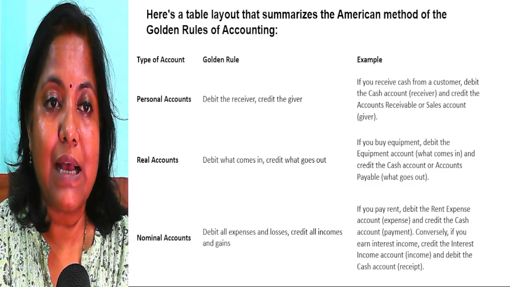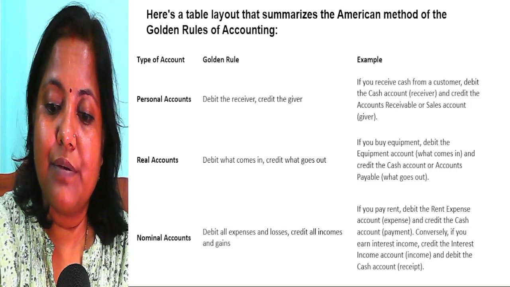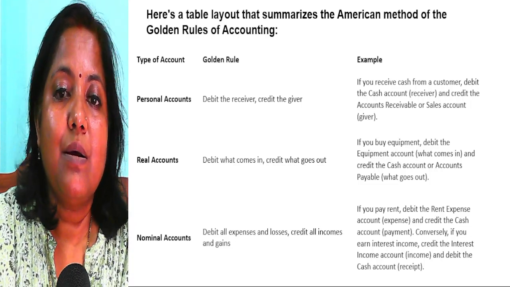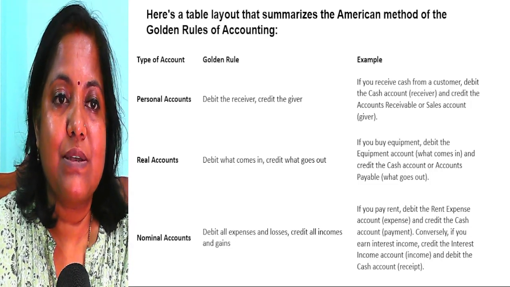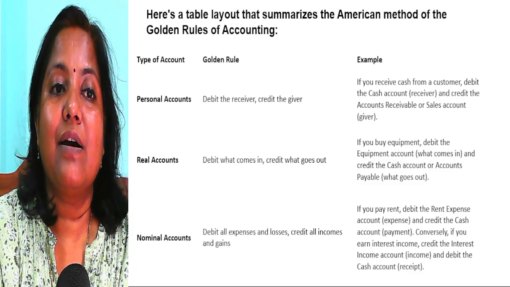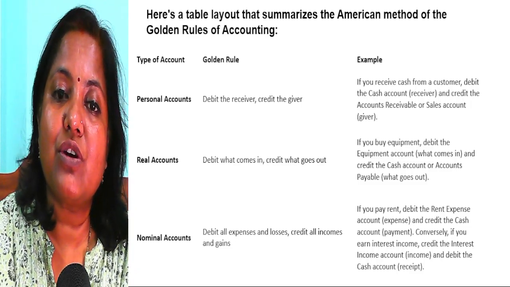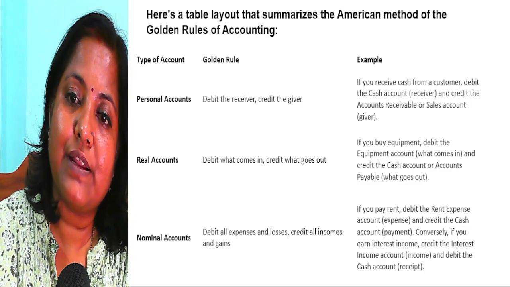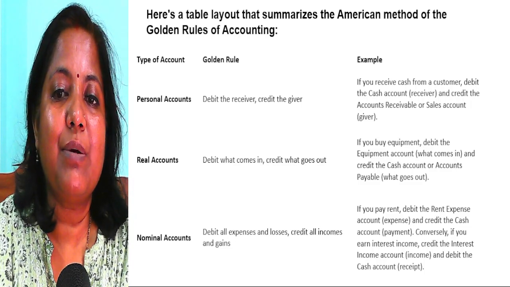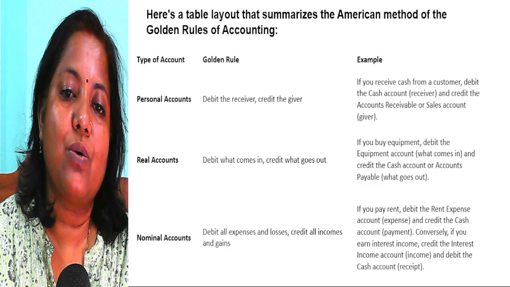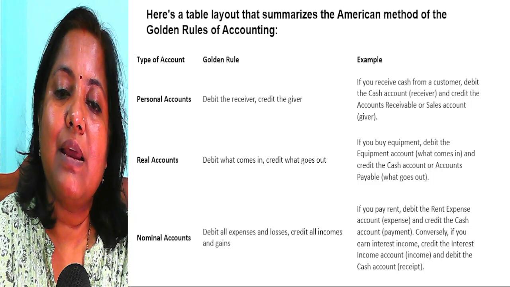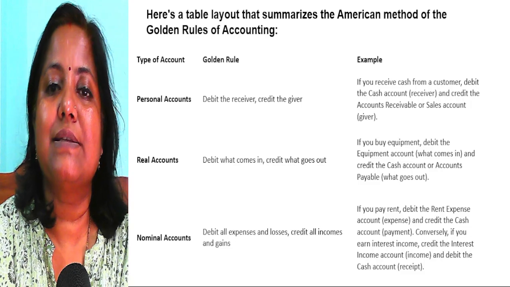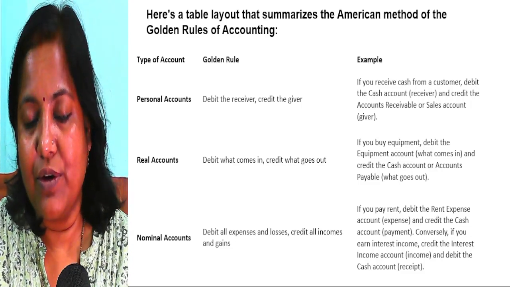Always remember, all the accounts are divided into three types: personal accounts, real accounts, and nominal accounts. You first divide into these three, and after that, if you are asked which account it comes under: if it deals with personal accounts, debit the receiver, credit the giver. Real accounts, debit what comes in, credit what goes out. Nominal accounts, debit all expenses and losses and credit all incomes and gains. This is what you have to remember for the golden rules, right?